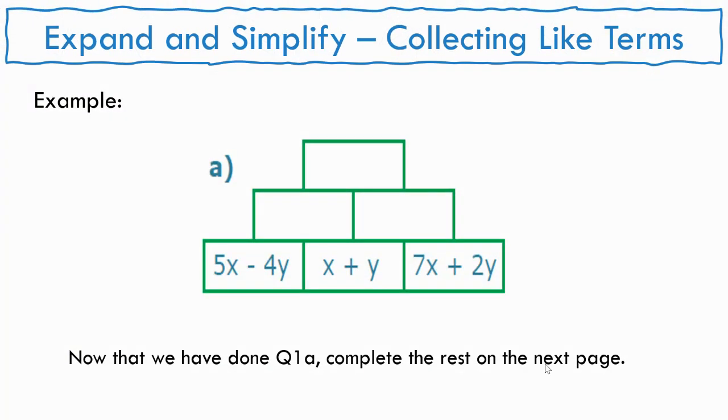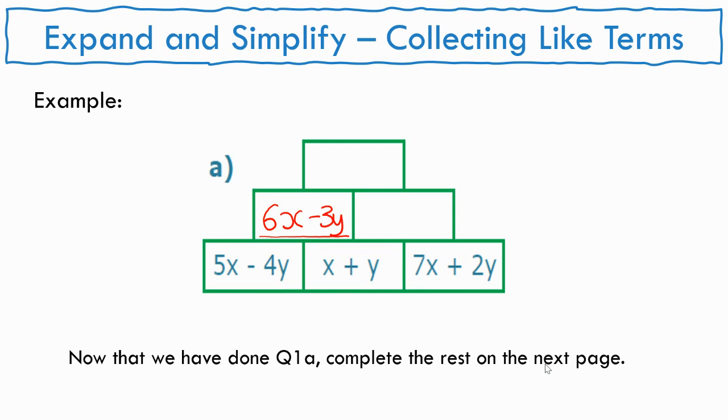Right, so what we're going to do now is use this as a pyramid. So we're still going to be collecting like terms. Looking at the first one, in this red box, we can see that we've got the 2 blocks underneath. So we've got a 5x and a minus 4y and an x and a plus y. We collect our x's together first. 5x and x will give us 6x. Minus 4y, add y, will give us a minus 3y.